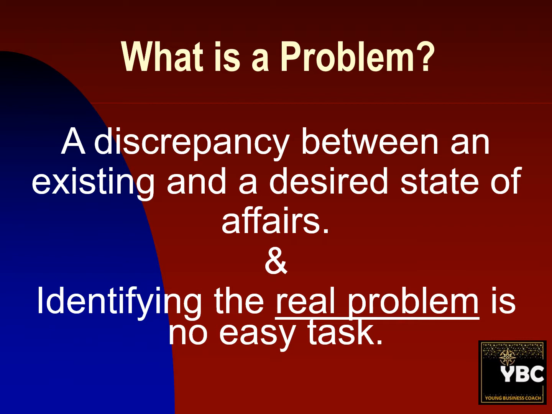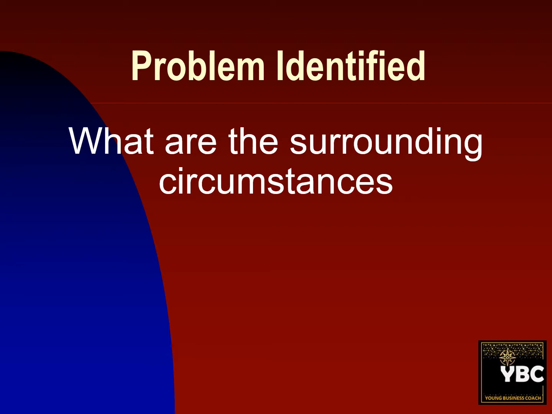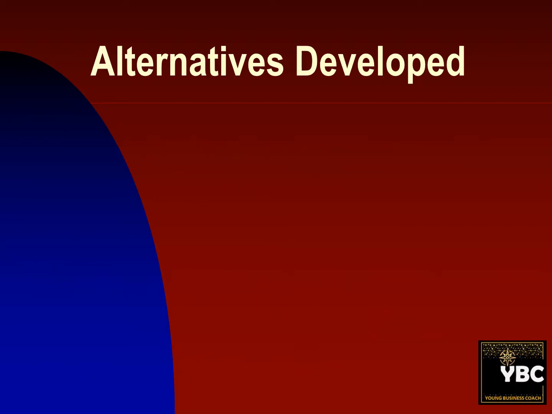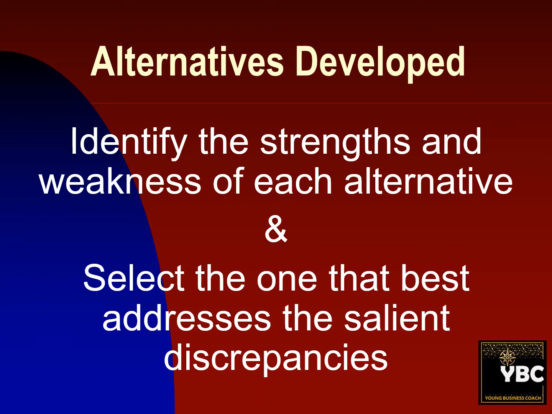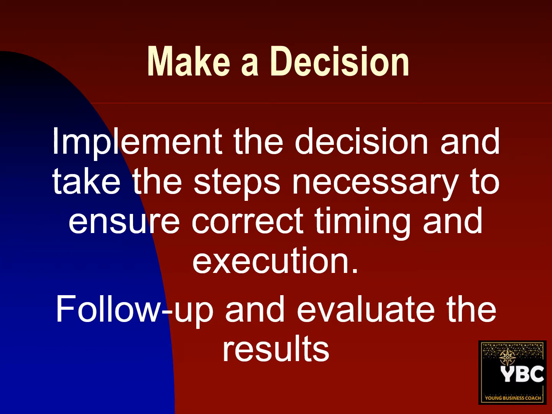And identifying the real problem is no easy task. Problem identifier: what are the surrounding circumstances? And is there more than one way to resolve the issues? Maybe. Alternatives developed: identify the strengths and weaknesses of each alternative, and select the one that best addresses the salient discrepancies. Make a decision. Implement the decision and the steps necessary to ensure correct timing and execution. Follow up and evaluate results.